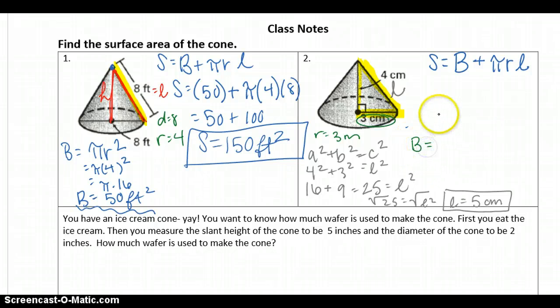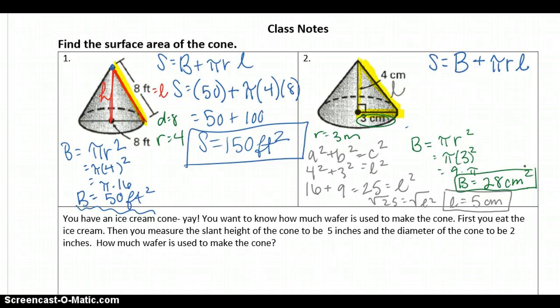So the area of the base, again, we have a circular base, so our formula for area is pi r squared. Our radius is 3, so we're going to have pi times 3 squared. 3 squared is 9, so we're going to have 9 times pi, which is 28.26. We round that to a whole number, we get that the base is equal to 28 centimeters squared. Right. Questions up to this point so far?